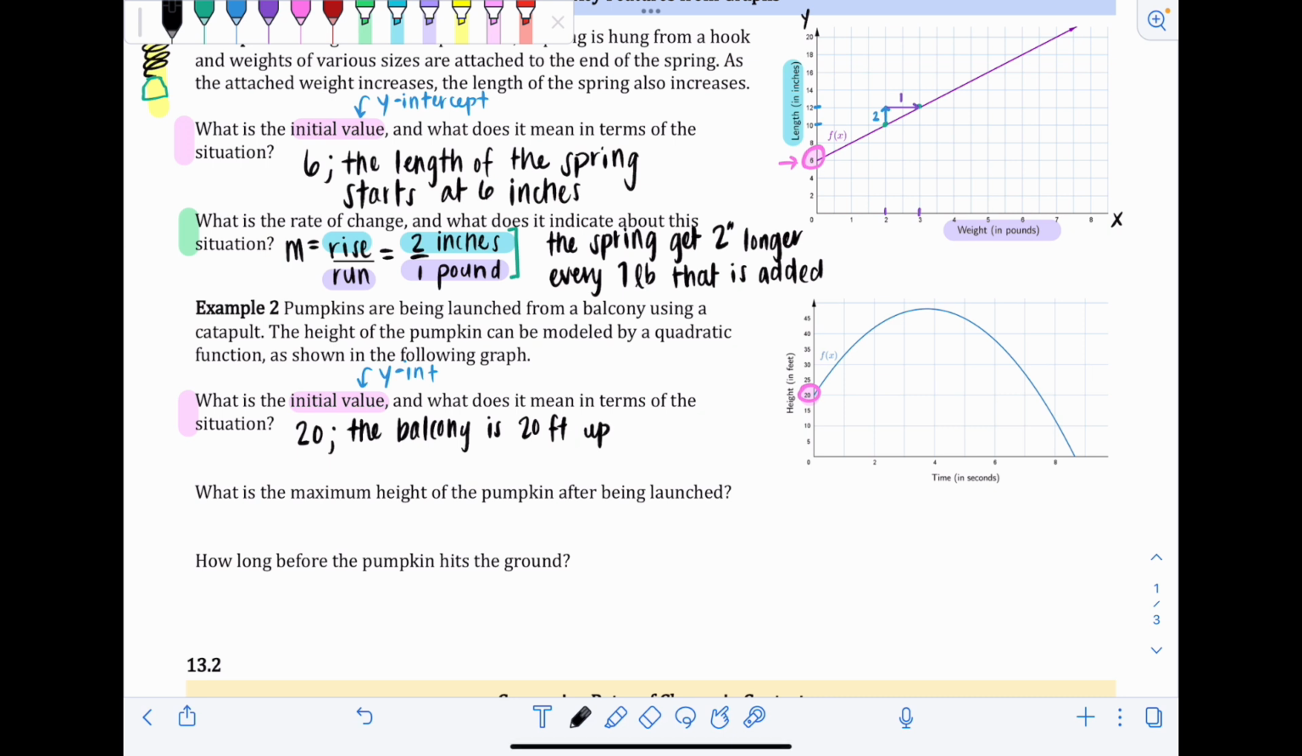I'm just going to say the balcony is 20 feet up, or to shorten it a bit. Okay, so the next one. What is the maximum height of the pumpkin after being launched? So we just found its initial height.